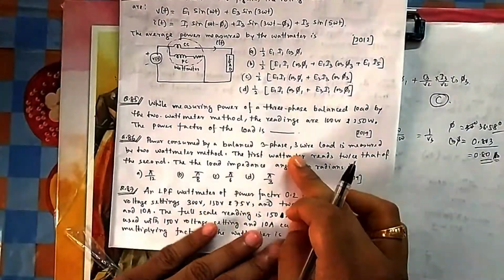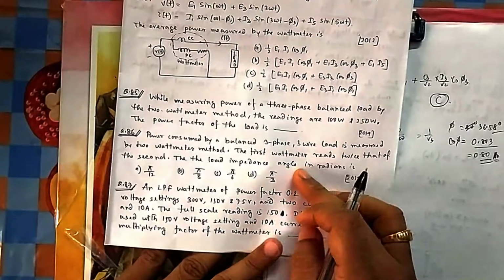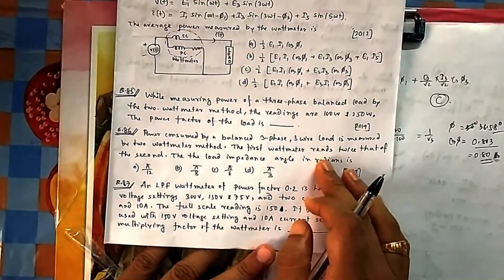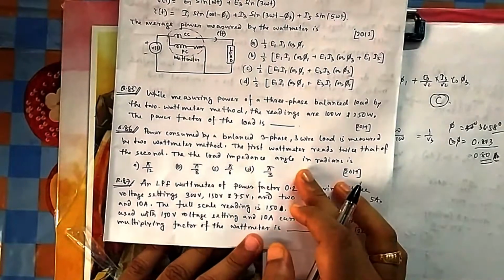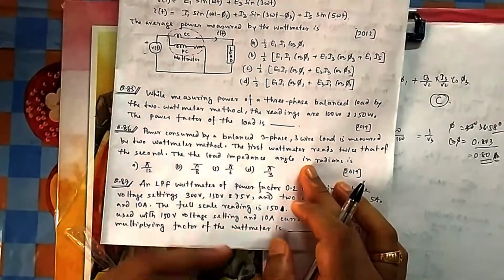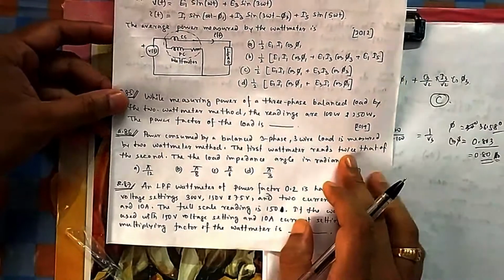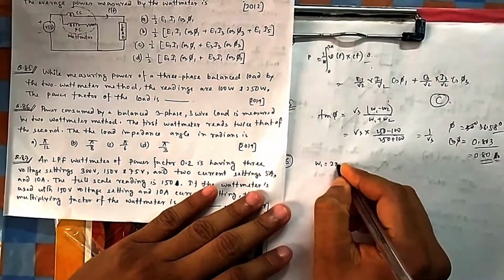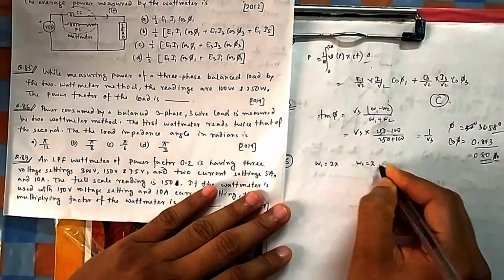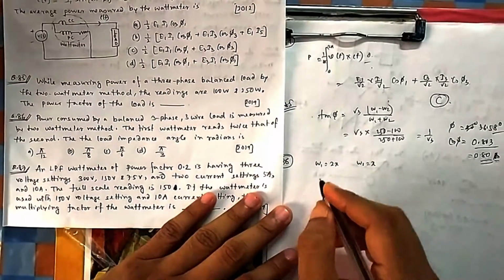Okay students, in question number 86, the power consumed by a balanced 3-phase 3-wire load is measured by the 2 wattmeter method. The first wattmeter reads twice that of the second. Then the load impedance angle in radian is? So they are saying wattmeter 1 is twice the second. So if wattmeter 1 reading is 2x, wattmeter 2 will be x. So you know the power factor angle.